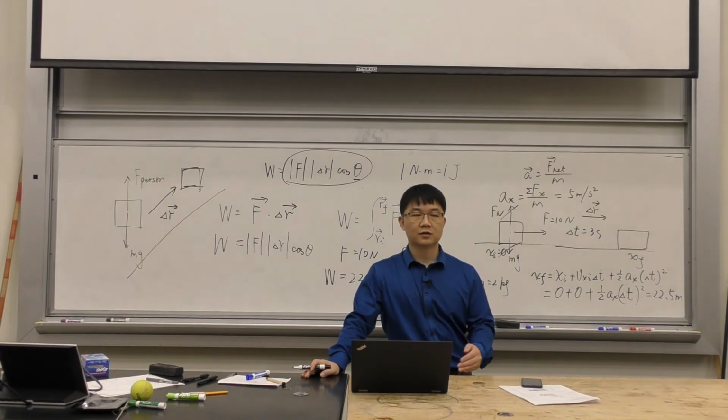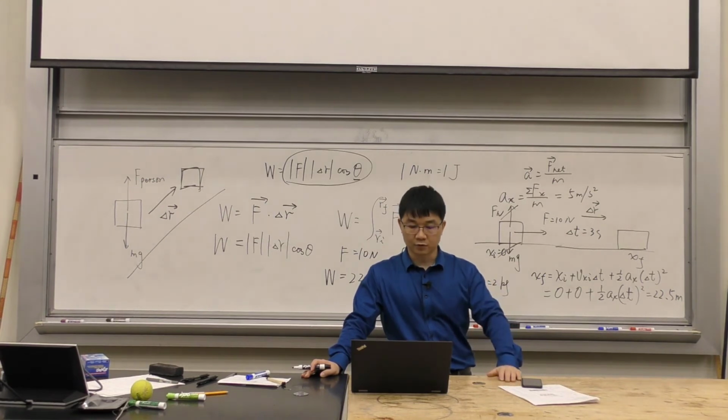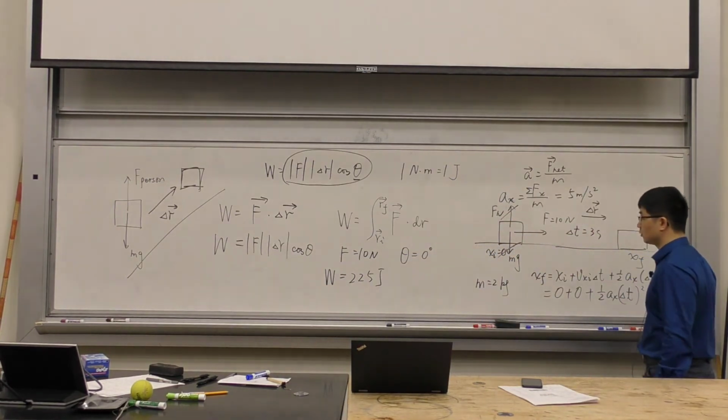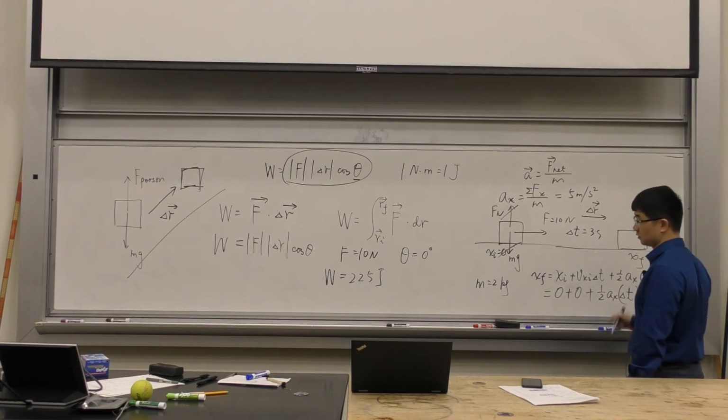So where did this work go, right? The force keeps doing work on the object. Where did this work go? What is the change of this object? Is there any change on this object? Well, I know that the object is going to get faster and faster, right? But where did this work go? I have to define something.